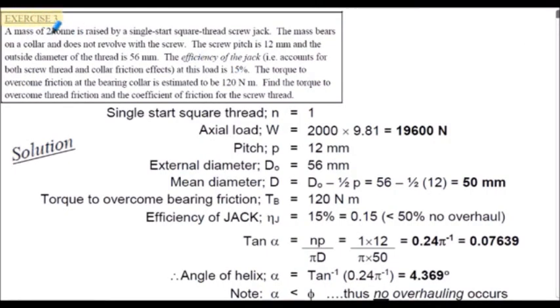So here's exercise 3, beginning of the solution. As always, extract the information from the question. Notice the load is in terms of 2 ton in the question, so I've converted that to newtons here. We're given in the question the external diameter, so again I've calculated the mean diameter. We're given in the question the torque required to overcome the bearing or collar friction. We're also given the efficiency of the jack, e to 15%, that's 0.15 of course. Again, that's less than 50%, so no overhaul will occur. From our usual formula, I've calculated the helix angle alpha.